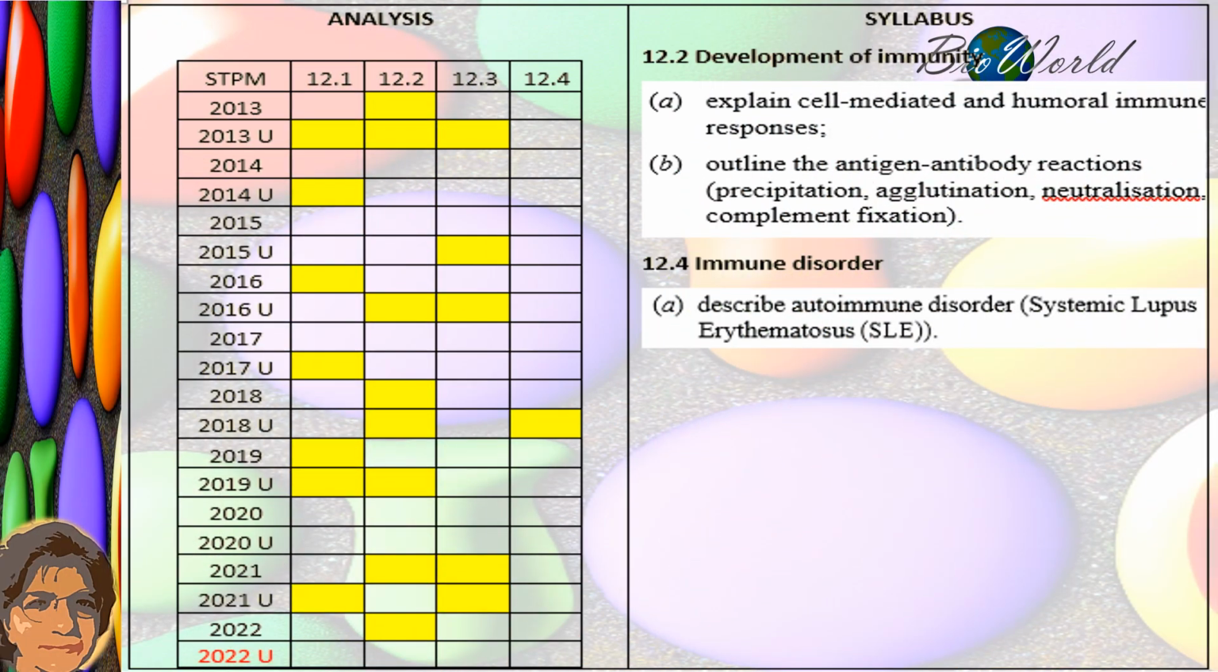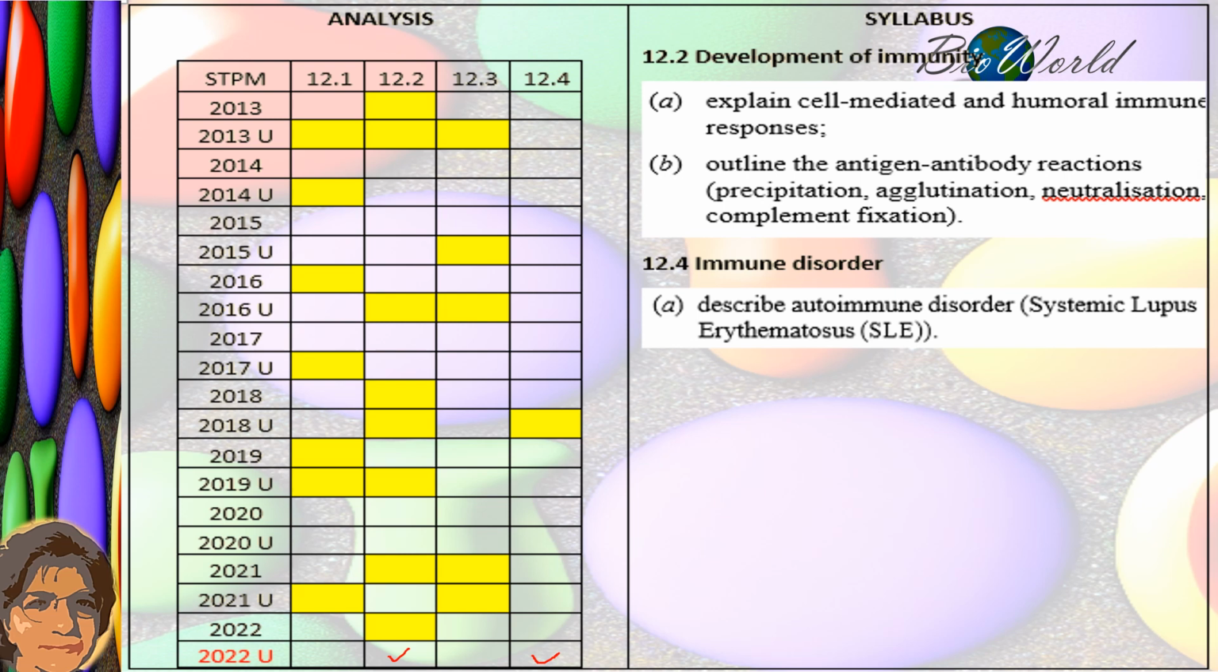Here we have the analysis based on subtopic for chapter 12, where it is my opinion that 12.2 and 12.4 would be tested this year. I'll just share with you my simple logic for this.